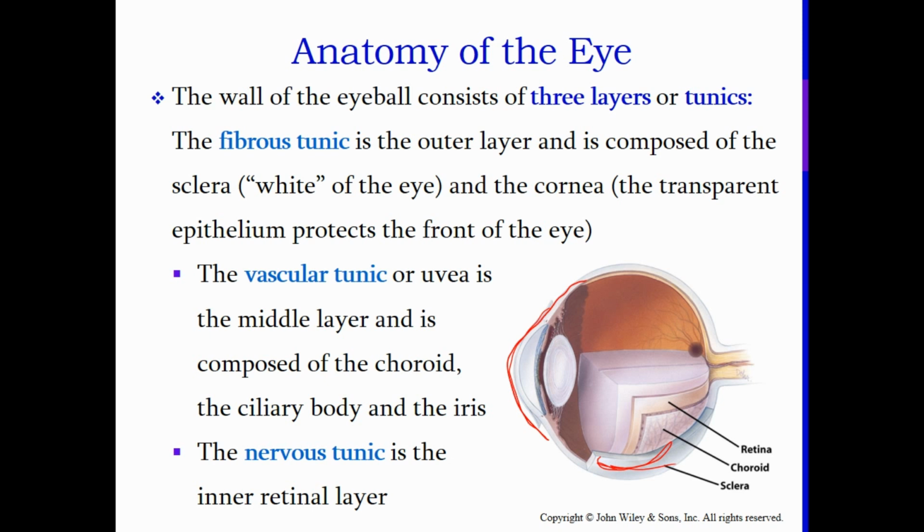The vascular tunic, or uvea, is the middle layer, and is composed of the choroid, the ciliary body, and the iris. So your ciliary body, your iris is your colored part, and that's this coat, this inner layer right here. You can see it's just underneath the sclera. The nervous tunic is going to be the back layer, and that is the retina, and that's this layer right here. Now, your retina is only going to cover about the back 2/3 of your eye. Okay, everything in front of this is not going to have the retina or the third layer.